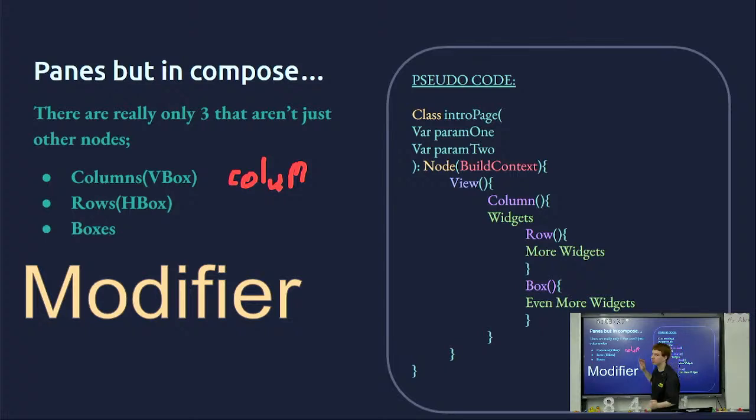Build context. I'm going to get there later, but I'll just say it right now. Build context is pretty much stating what the device's parameters are, in the context of the build.